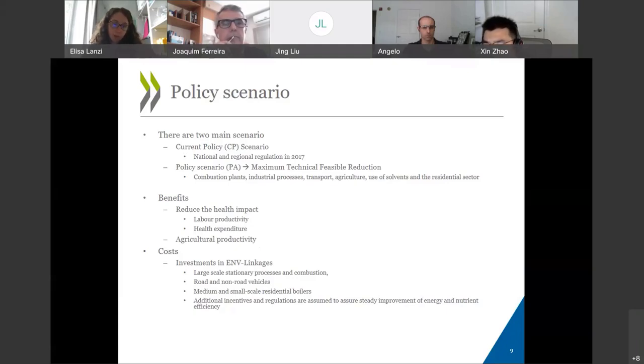So on one hand, we have these benefits when we reduce air pollution, but in order to reduce air pollution, there are also investments needed to deploy the best available techniques and achieve the emission reductions. These investments are modeled within ENV-Linkages as additional sectoral expenditures, relative to the technologies and sectors I've already mentioned. So these are, for instance, large-scale stationary and combustion processes, road and non-road vehicles with improved techniques, and residential boilers. But they can also be incentives and regulations that are assumed to ensure steady improvements in energy efficiency, like some of the energy efficiency measures that coincide with climate change policies, which are also taken into account.